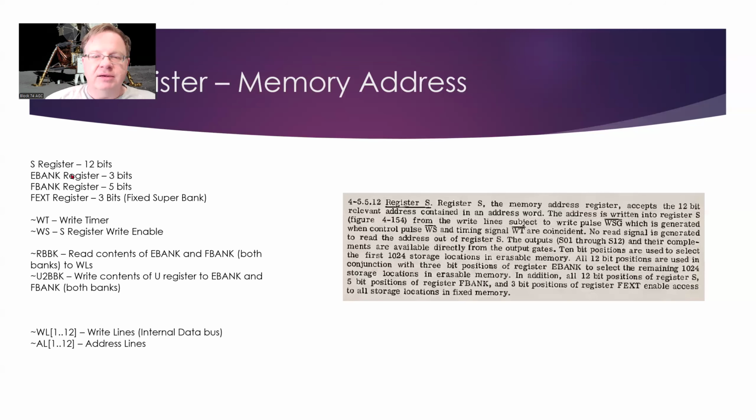So if we look at the way that memory is accessed in the AGC, we've got the S register, which is 12 bits in size. We've got the E-bank, or the erasable bank register, which is 3 bits in size. That allows us to address additional banks of erasable memory. We have the F-bank, the fixed bank register, which is 5 bits. That allows us to switch out another series of fixed ROM for various programs.